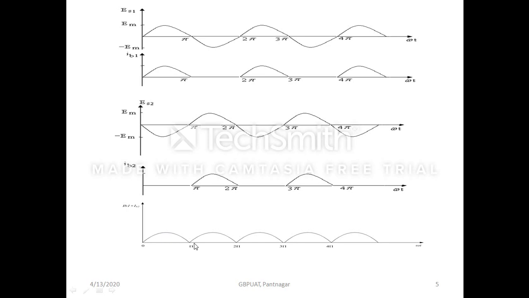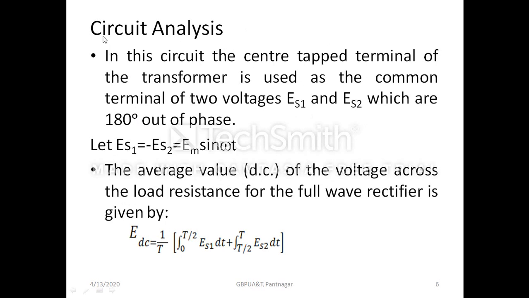Now, if you merge these two waveforms for the currents IB1 and IB2, you will obtain the total current flowing through the load resistance, and this current is IB1 plus IB2. It will be a continuous current starting from 0 to pi instant, and similarly from pi to 2 pi instant, and so on. So the current is unidirectional through the load resistance, and it is continuous also.